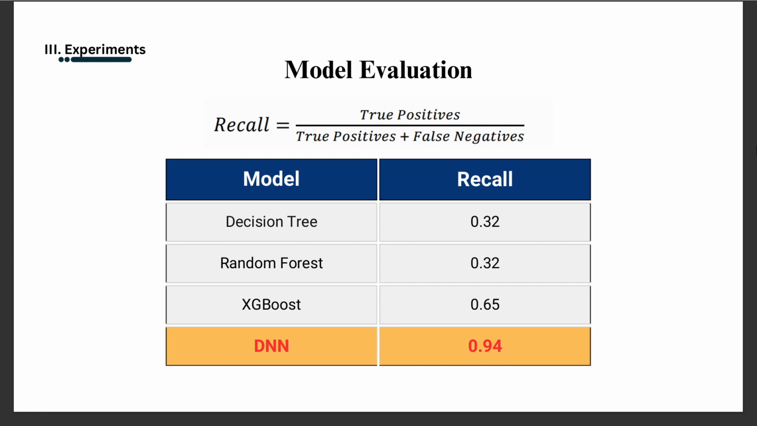We move on to the next part, experiment. For the model evaluation, we utilize recall as a detection metric. In this situation, the recall value represents the probability that among the transaction data identified as money laundering, the actual amount the model correctly predicts as abnormal transactions. Among the four models, the DNN got the highest recall value, up to 0.94.